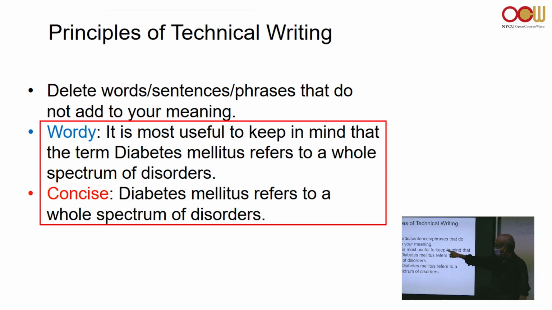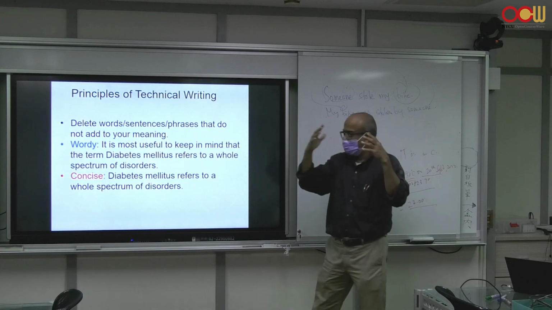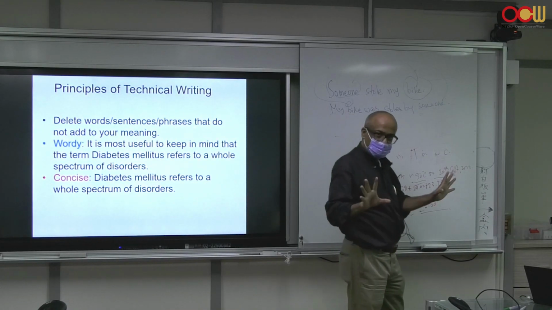It is most useful to keep in mind that blah blah blah refers to a spectrum of disorders. This can be easily written as this. Diabetes mellitus refers to a whole spectrum of disorders. So it is most useful to keep in mind this. This whole thing is making the sentence very wordy. Don't do it. Write a sentence which is direct. Don't decorate it. Write it direct.